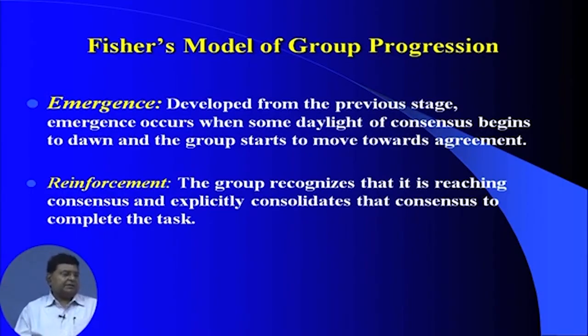In Fisher's model, this is the third stage, developed from the previous stage. Emergence occurs when some daylight of consensus begins to dawn and the group starts to move towards agreement. It means that after discussion, even if there might be some conflict, some ideas emerge that yes, we have to discuss this particular aspect and go ahead. And then finally, reinforcement. The group recognizes that it is reaching consensus and explicitly consolidates that consensus to complete the task. So these are the processes for the group to go ahead, and in all these processes, the most important thing is communication.